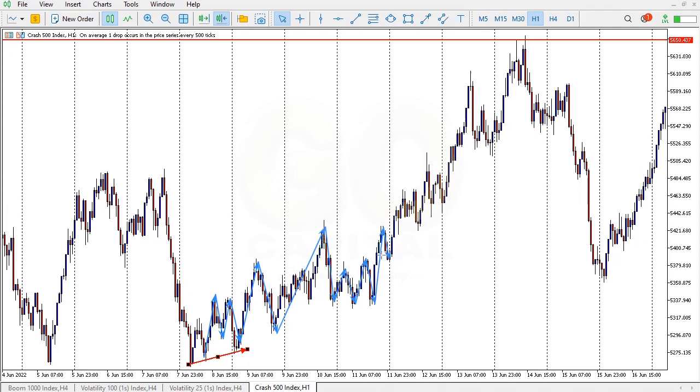This is another one here. How the market left it and came back. Are you seeing it? And then you buy. Are you seeing it? So this is working every time. Are you seeing this one? The market broke it and came back to it.